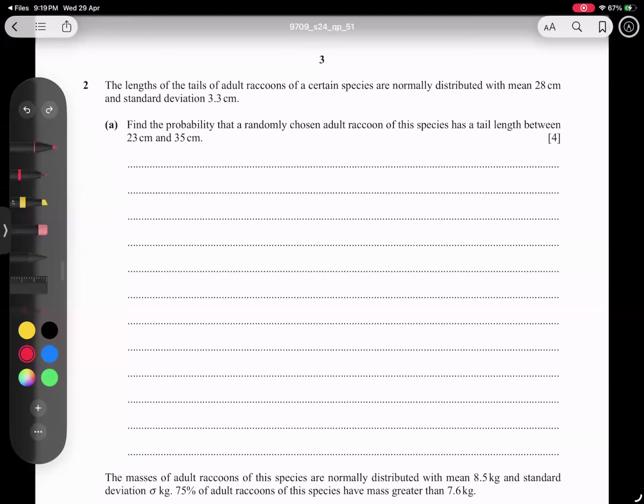Question number 2, students, we have lengths of tails of adult raccoons of a certain species are normally distributed. Okay, and mean is 28 given. Okay, mean is 28. And deviation is given 3.3. And find the probability that a randomly chosen tail length is between 23 and 35. So length between 23 and 35.